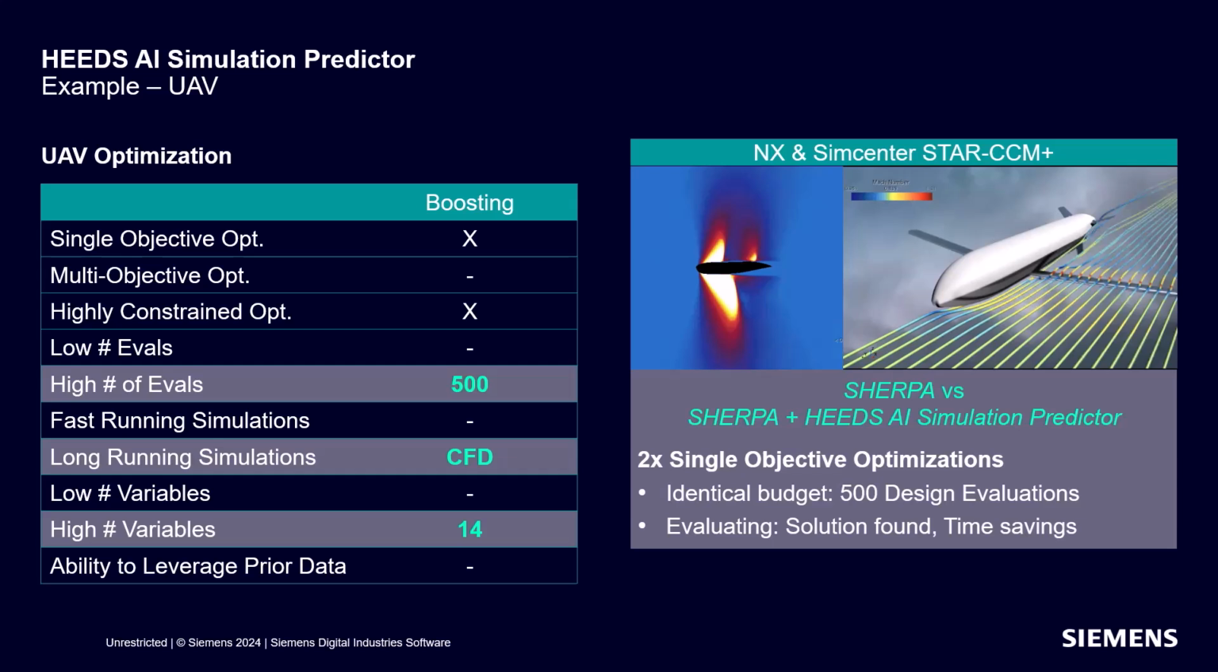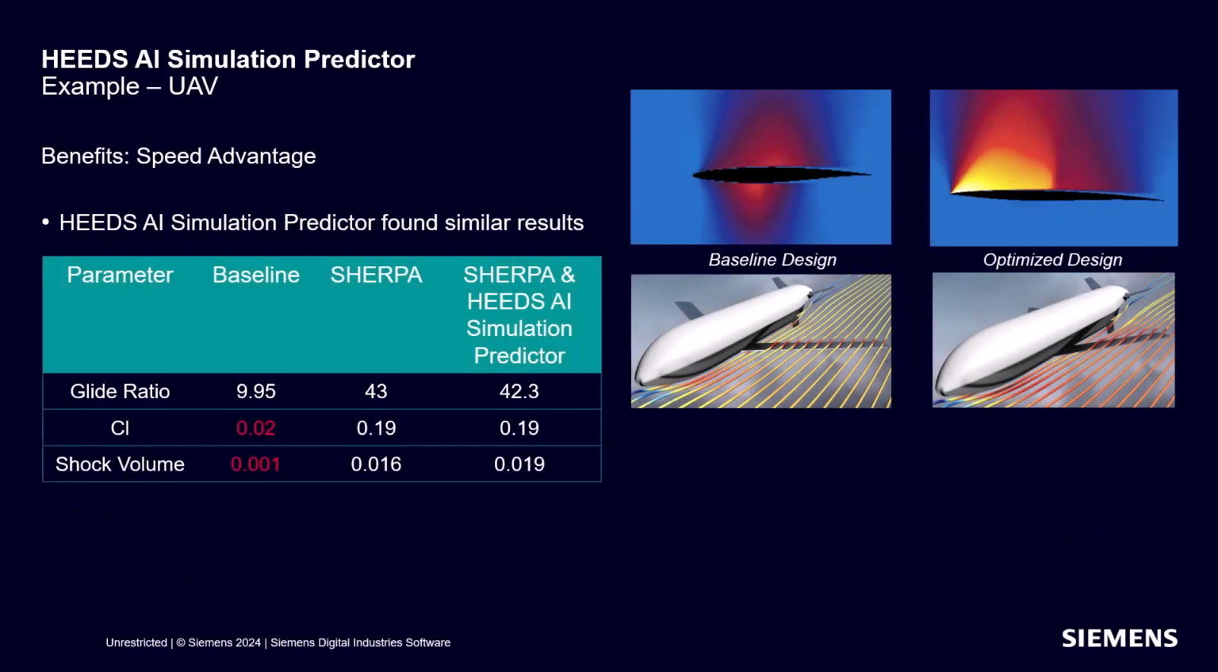We are concerned with first ensuring we can find a similar solution when leveraging HEEDS AI Simulation Predictor, and secondly, if so, what type of time savings do we see? For this problem, we found a similar solution when leveraging HEEDS AI Simulation Predictor to when we didn't. The same exact design was not obtained; however, for all intents and purposes, relative to the baseline performance, a similar innovation goal was attained.